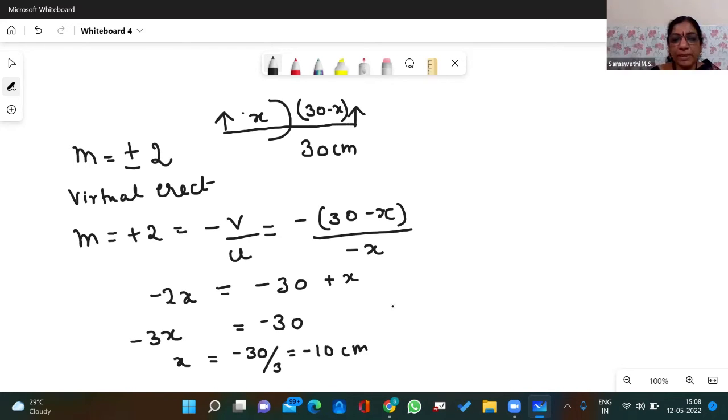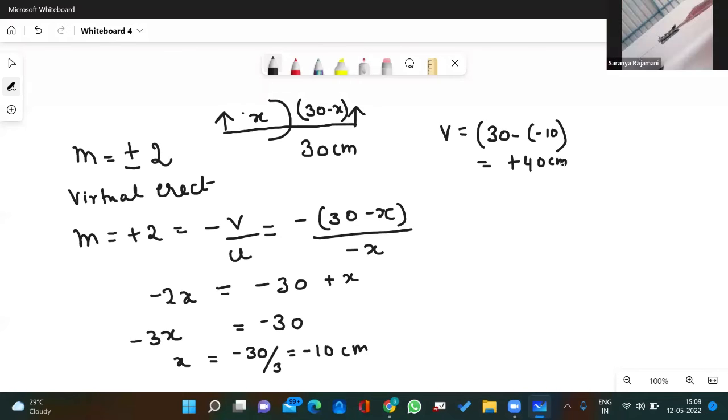So what will V be in this case? What will V be? X is minus 10. So 30 minus of minus 10, which is plus 40. Yes? Yes or no?